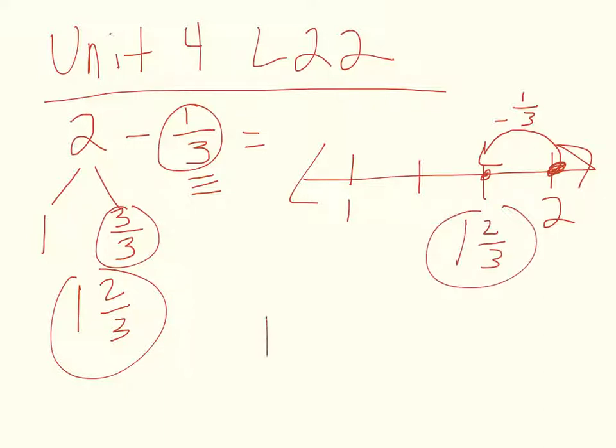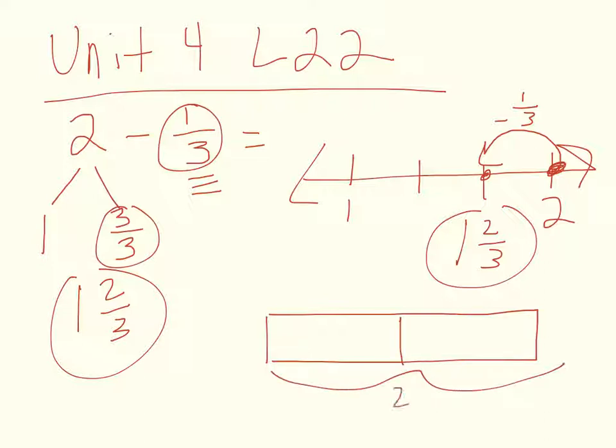We also talked about using a piece of tape, and in the piece of tape you have 2 holes, which is right here, okay, and each hole has thirds, okay, and you're going to take away one of the thirds, so you'd cross that one off, and what are you left with? After you take away that 1/3, well, you're left with 1 and 2/3.